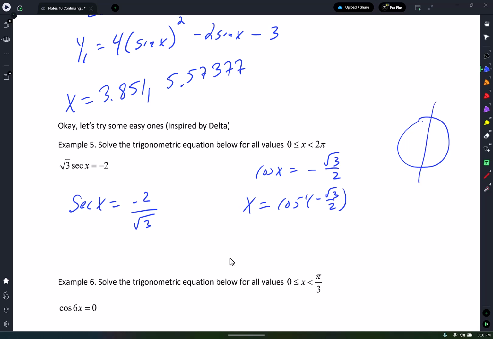I go to my unit circle. Negative square root of 3 over 2 happens in quadrant 2 and 3. Right here and right here. What's that coordinate? What's that coordinate? 5 pi over 6. What's the other one? There it is. Did we need any formulas? No, we didn't use any formulas. Look at that. We did it real quick.